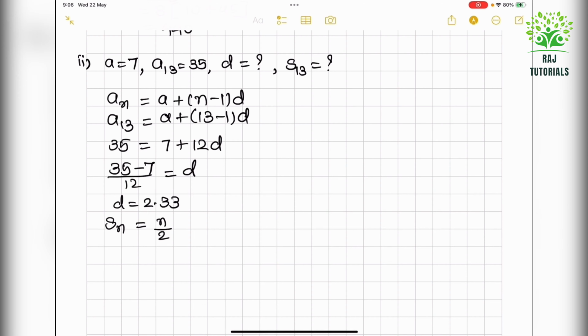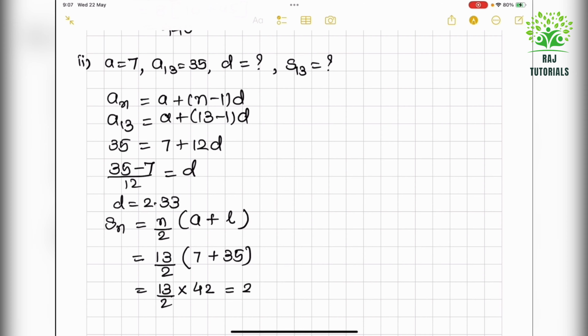Now Sn equal to N by 2 into A plus L, or An. So here N is 13 by 2 into A is 7 plus L is 35. So 13 by 2 into 42.